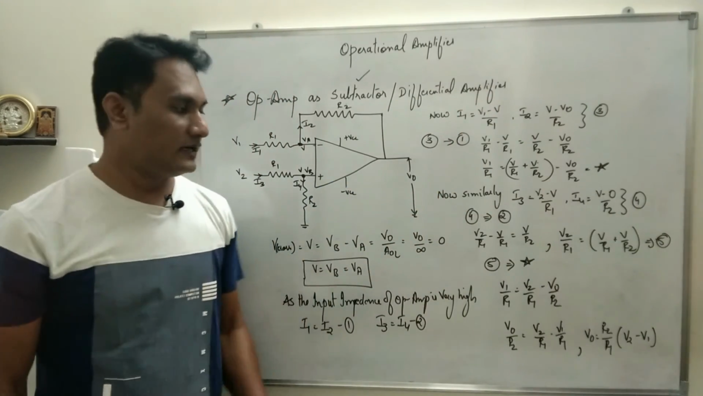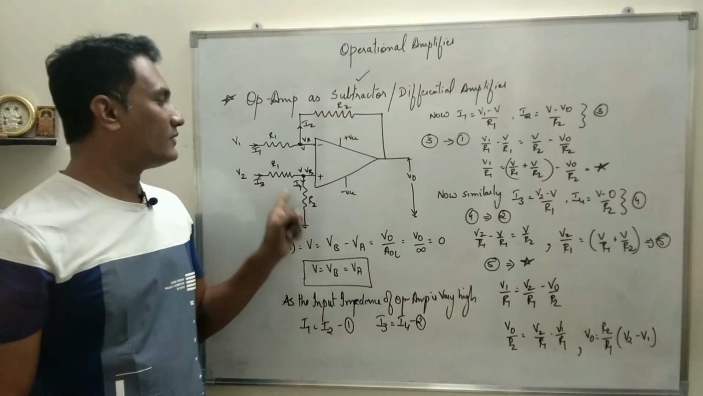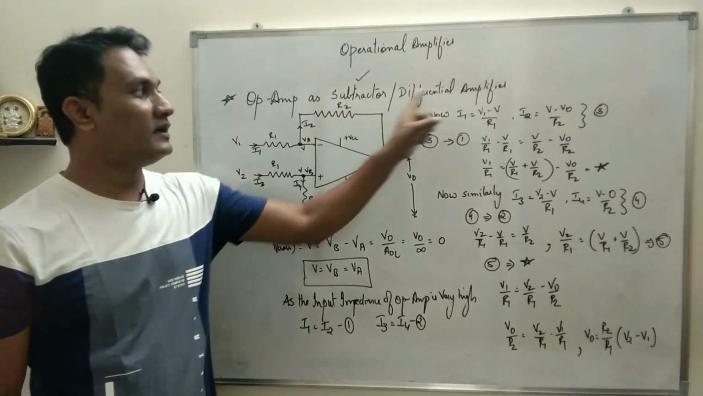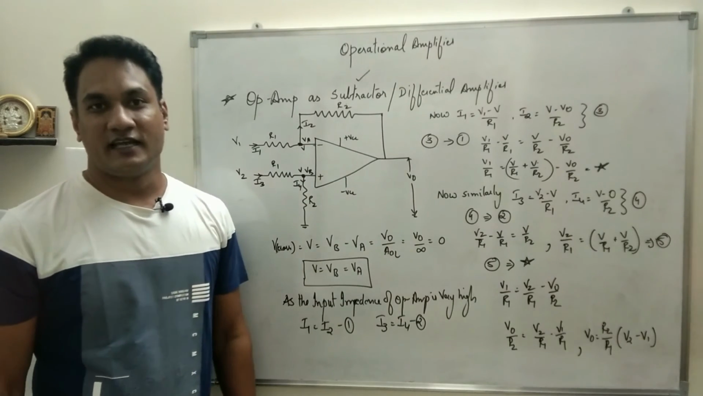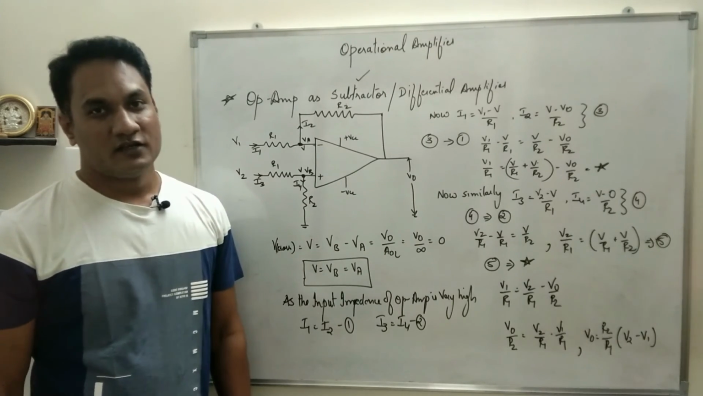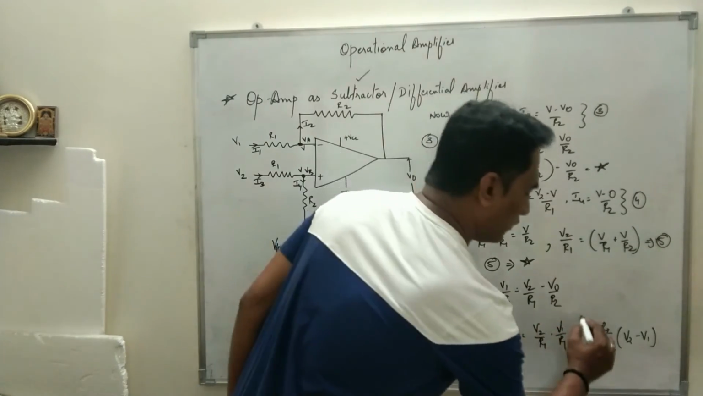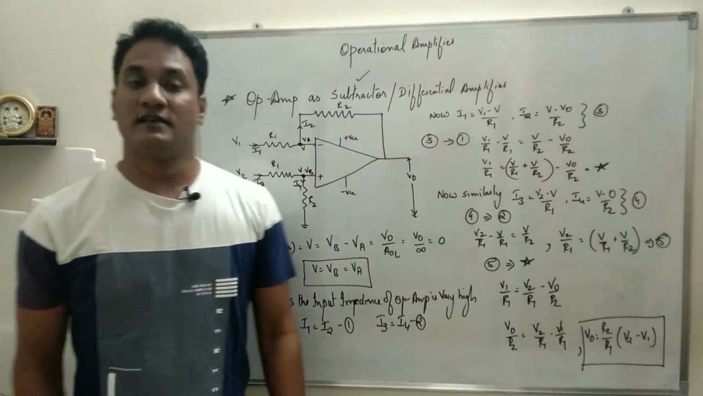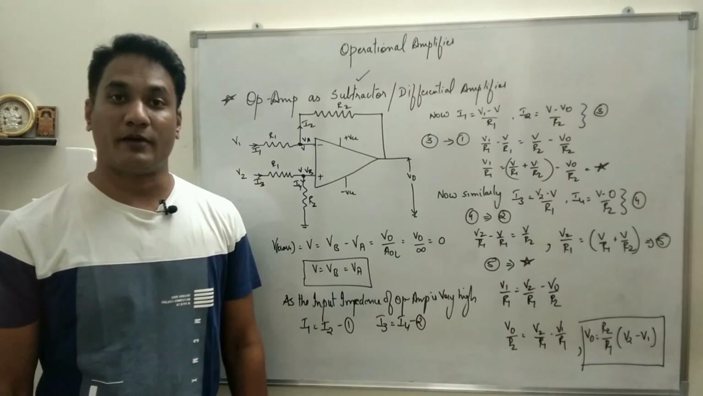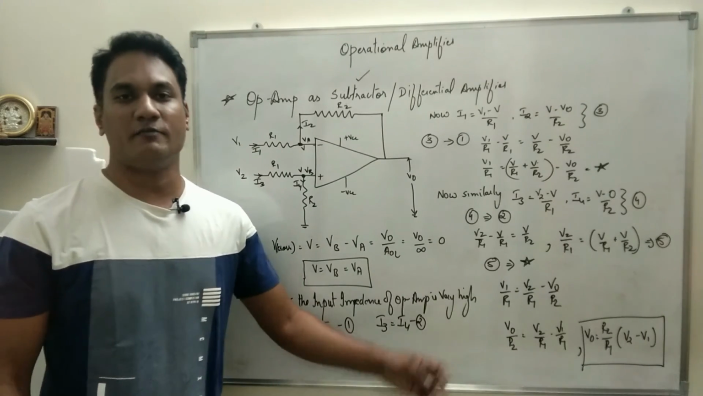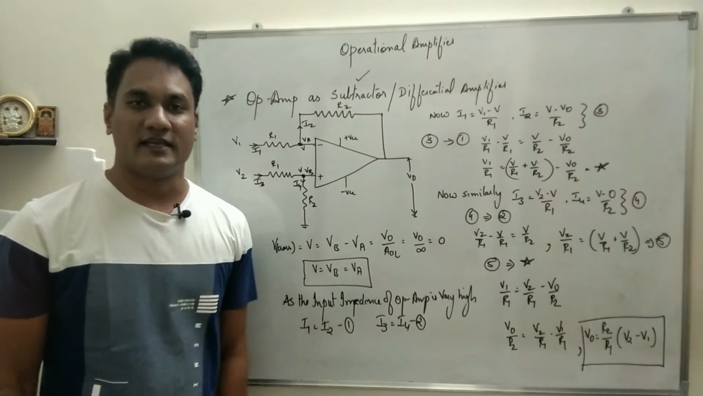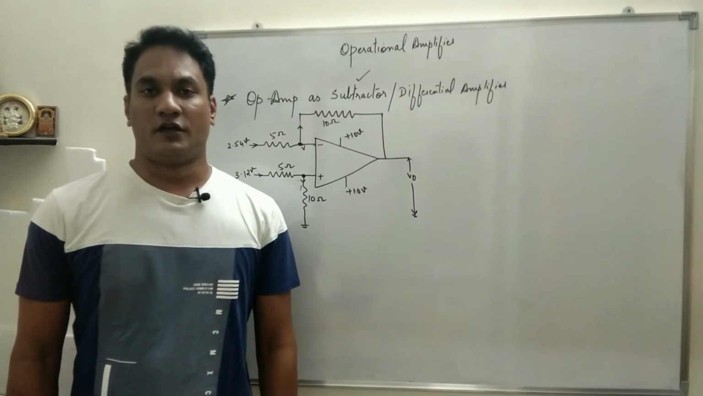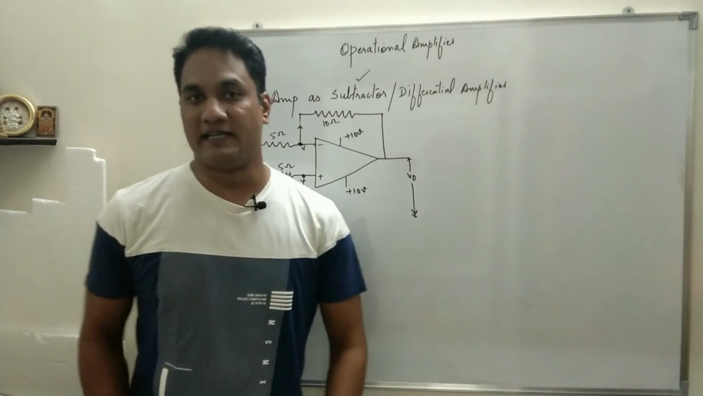So if all the resistance values are the same, it works as a subtractor. If R2 is more than R1, it works as a differential amplifier. So this is the output voltage equation for op amp as subtractor, and op amp as differential amplifier, of course. And if I make R2 equal to R1, the same circuit can be used as a subtractor. Next is a numerical based on op amp as subtractor.